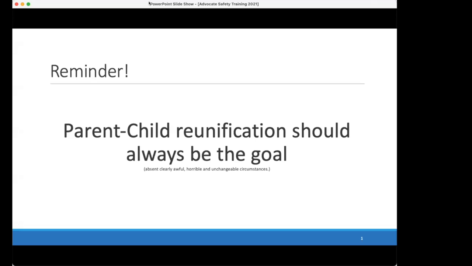So just a reminder, parent-child reunification should always be the goal, absent clearly awful, horrible, and unchangeable circumstances, right? Especially during the first year or so of the case. Our goal should be to reunify families as much as possible. That's why we're here and trying to figure out what the obstacles are to overcoming any parental deficiencies that the parents brought in with them to the case, and really trying to figure out how we can get these children back to one or both parents.